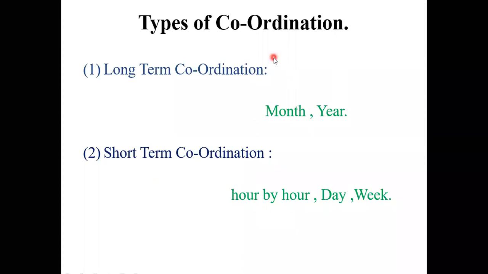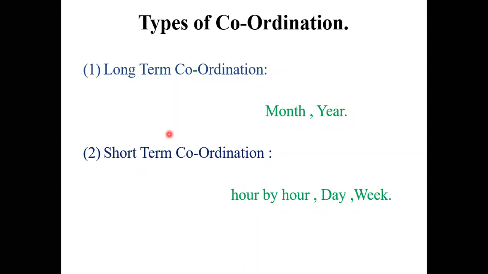So the basis on which we can classify this coordination into two types is time. For how much time are we going to coordinate these two power plants: hour by hour, a day, within a week, within a month, or within a year? Based upon this, we can classify our coordination into two types, that is, long-term and short-term. But as far as our syllabus is concerned, we don't have long-term coordination. We have only short-term coordination according to our university syllabus.